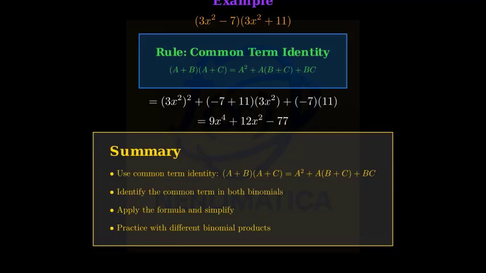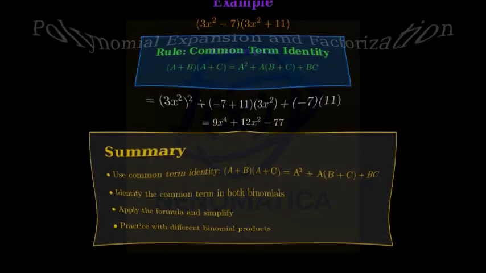This approach is particularly useful when both binomials share a common term, as it allows us to expand more efficiently than using the distributive property directly. Practice applying this identity to different binomial products to become more familiar with it.